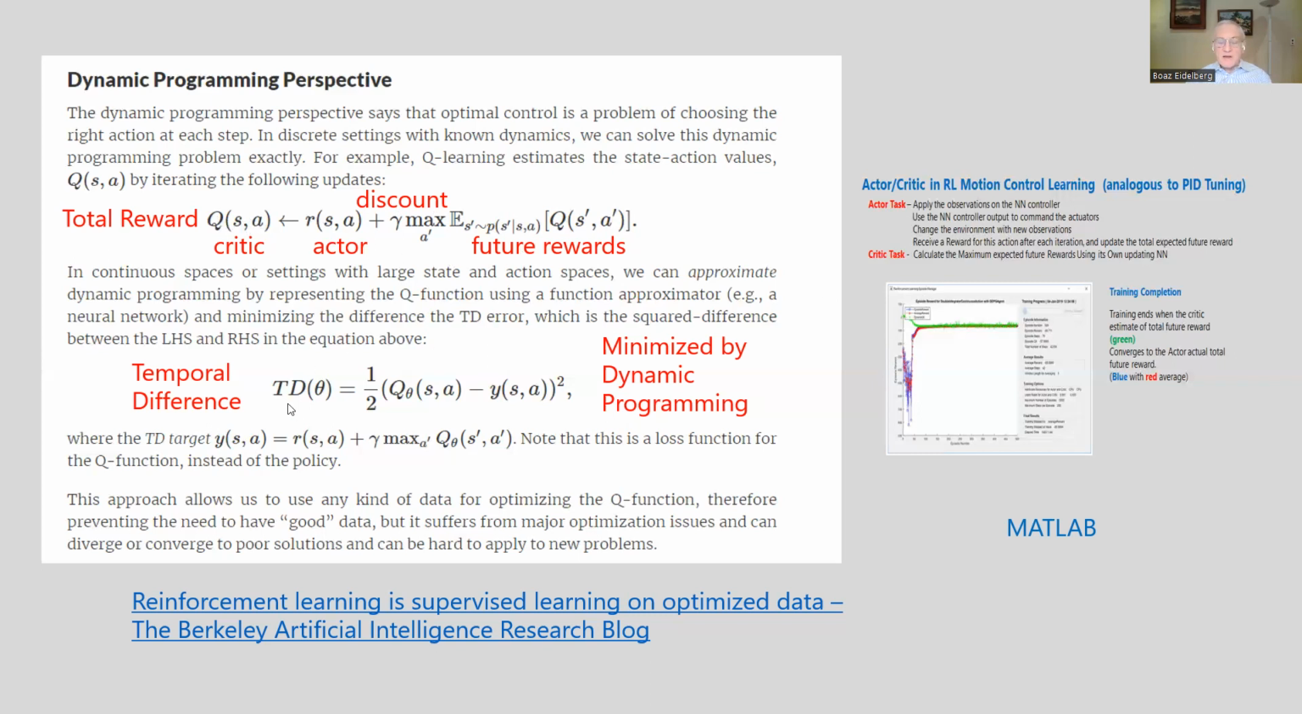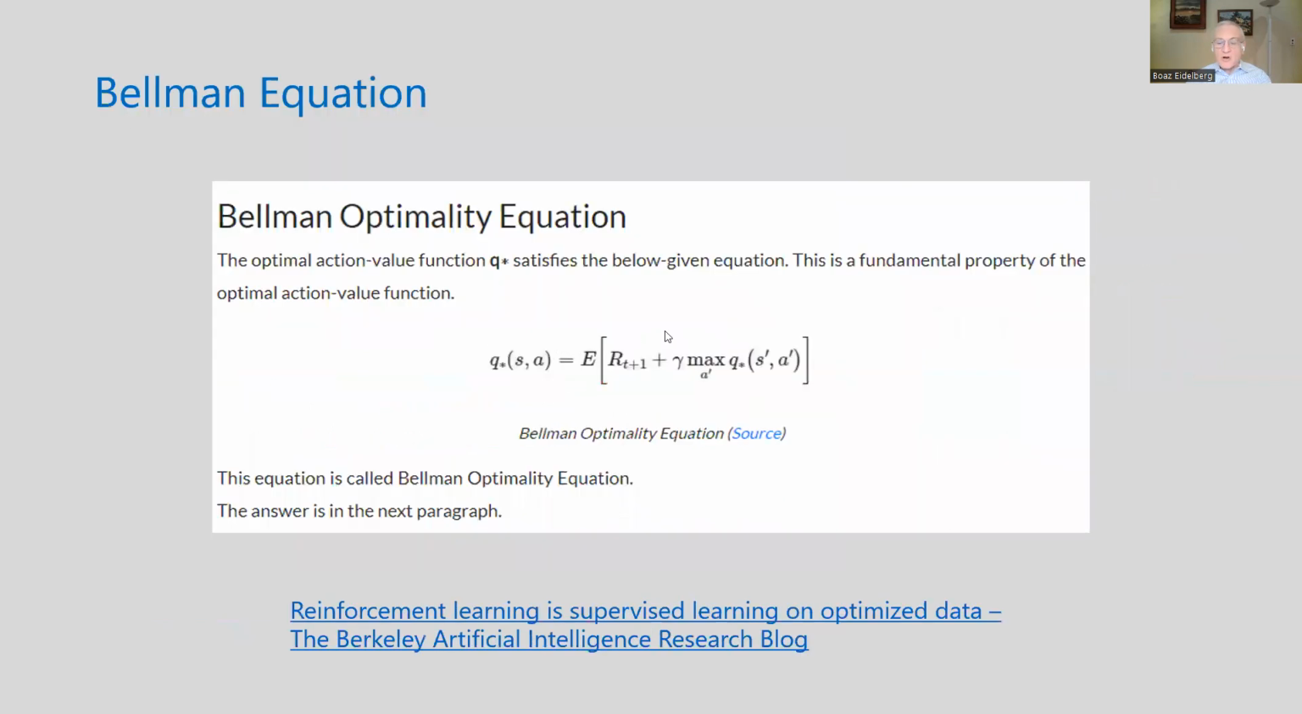Now, the temporal difference is actually the difference between the two. If we take the difference between these two lines, this is the difference. And we like to minimize this difference in order for the two to converge. So this is minimized here by dynamic programming. It can also be minimized by linear programming. Now, this particular equation right here is a very important equation, and it is called the Bellman optimality equation. Very, very basic in reinforcement learning.